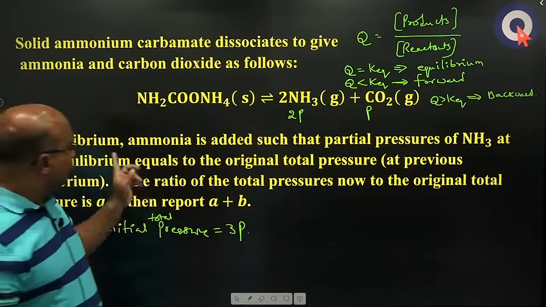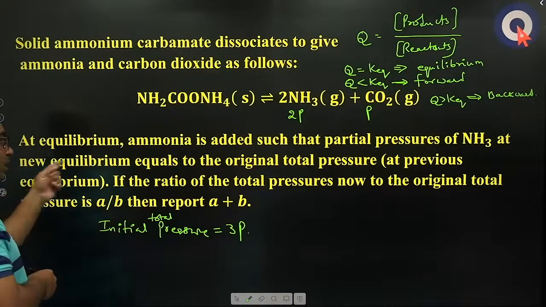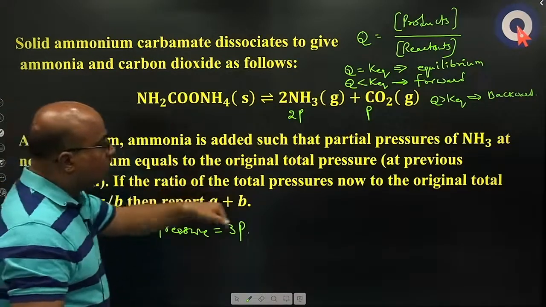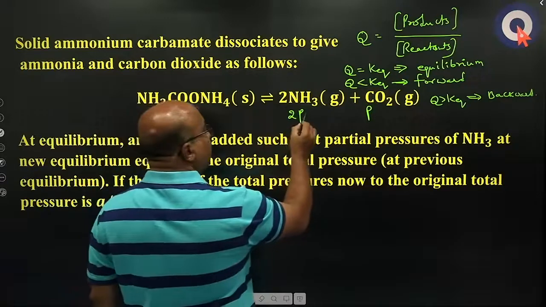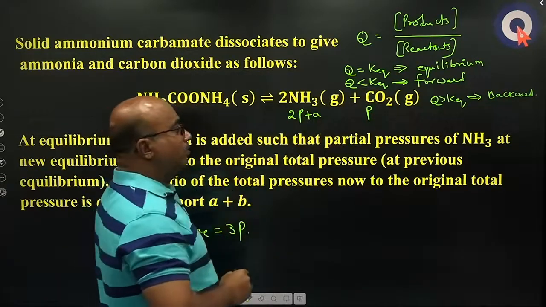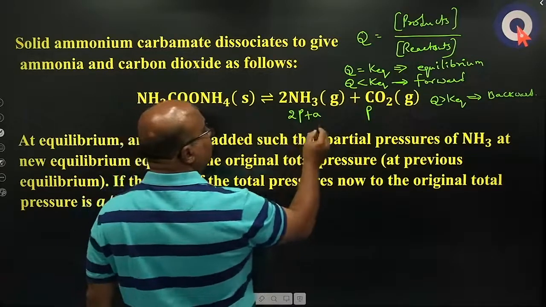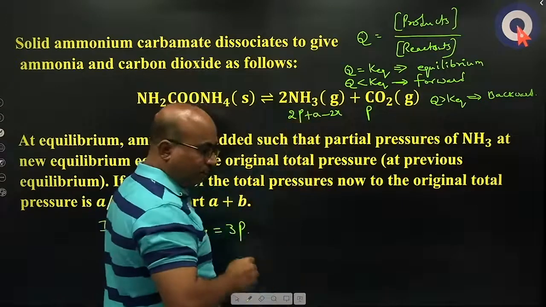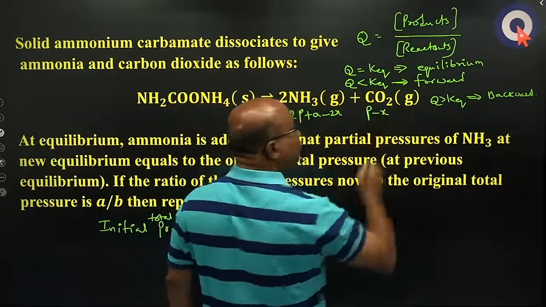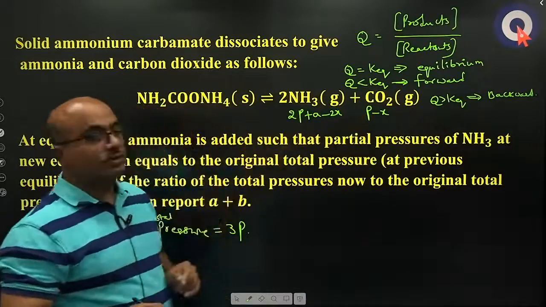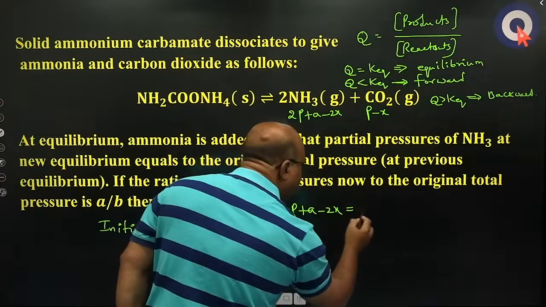Then what was given here is that some ammonia is added, but at the new equilibrium, the original total pressure becomes equal to the partial pressure of ammonia. How much we added, we don't know, so we added some pressure A, let us say. When we added this, the reaction starts moving in the backward direction. So how much has to react? 2x has to react according to the stoichiometry, so the pressure of ammonia decreases by 2x, and simultaneously the pressure of carbon dioxide decreases by x. They react in 1:2. But what is given? 2p plus A minus 2x is equal to 3p.